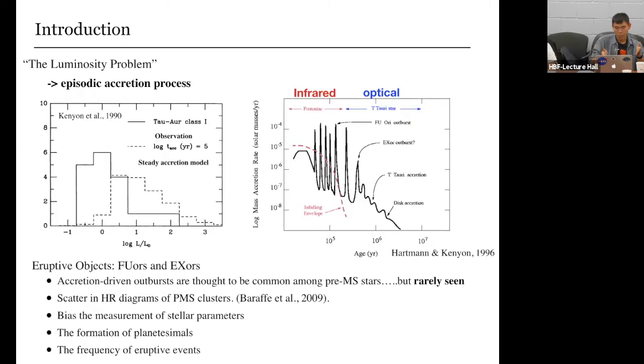Most of the eruptive events, or the episodic accretion process, are found in the protostar stage, which is actually in the near-infrared. So it's very crucial that we use VVV data, a near-infrared survey, to find all of those variable stars. Those stars can drive a lot of problems for determination of stellar parameters, and also it affects the formation of planetesimals. Also, by finding more of those events, we can discuss their frequency, and then understand what's really going on during the star formation history.